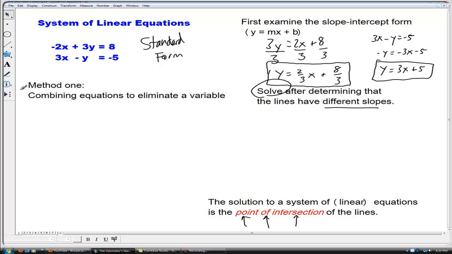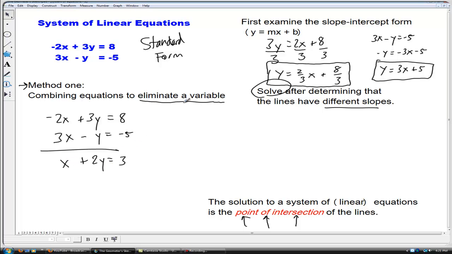The first method that I'll demonstrate with this example is combining. If I just combine these two, I would get -2x plus 3x gives me positive 1x. 3y minus y is plus 2y, and 8 plus -5 is 3. That's perfectly legal and that's all fine and good, but I did not get rid of a variable, and I want to eliminate a variable in this technique.